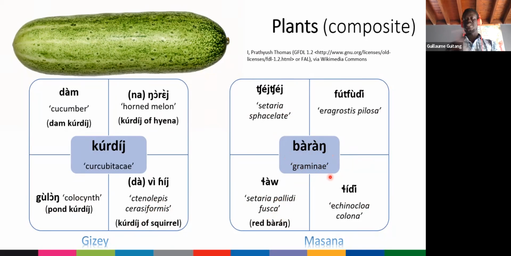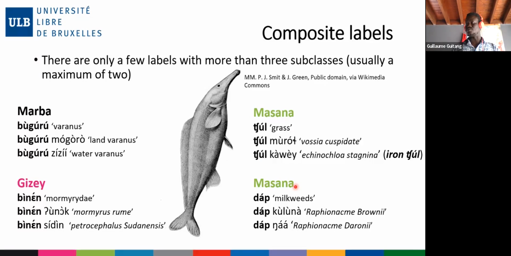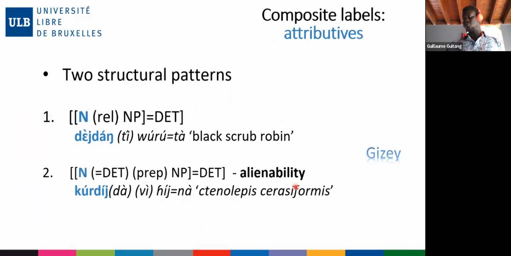Now, contrary to the image that I'm trying to portray with these examples, there are only very few labels that have more than three subclasses. Usually it is a maximum of two, as you can see from these examples from Marba, Gizey, and Masana. I'm going to review some of these structures, because I'm going to discuss the attributives from now.